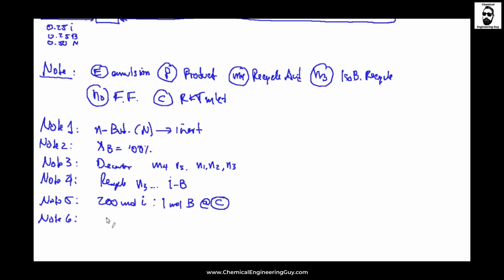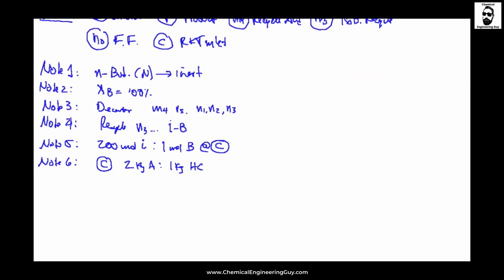At the reactor inlet, which is C, you will have 2 kilograms of acid versus 1 kilogram of hydrocarbon. What does that mean? We're going to see that later, but we're essentially going to turn all the moles of hydrocarbon to kilograms. And finally, but not least, in a flow after the recycle, of course, 5 moles of isobutane versus 1 mole of butylene.